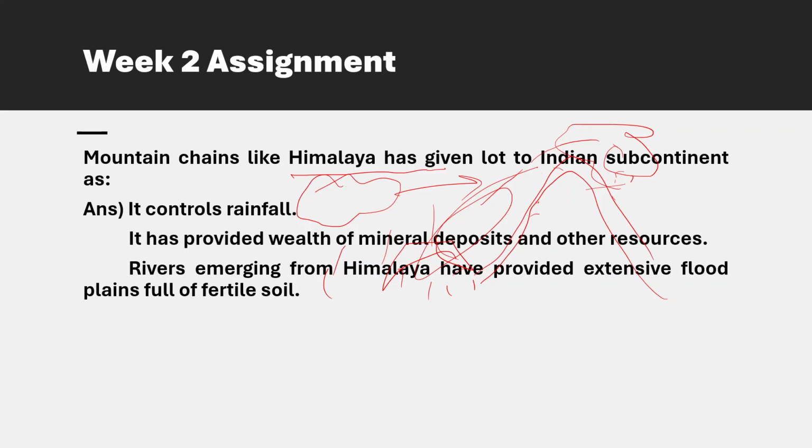So because the Himalaya is present, and most of our rivers like the Ganga originate from the Himalaya, they bring down a lot of water, as well as provide us floodplains with fertile soil.